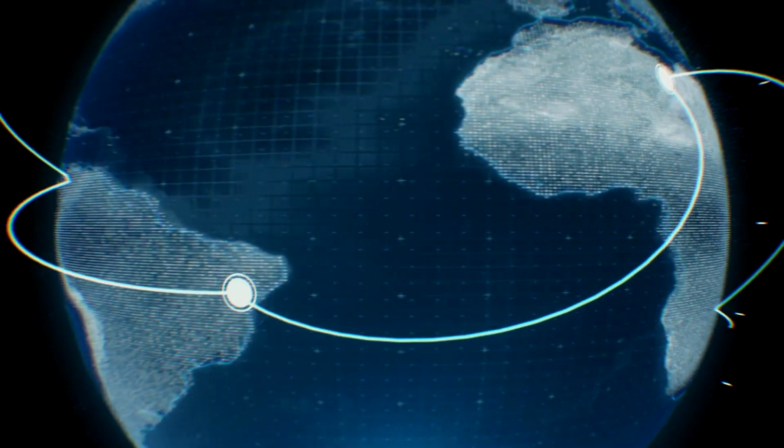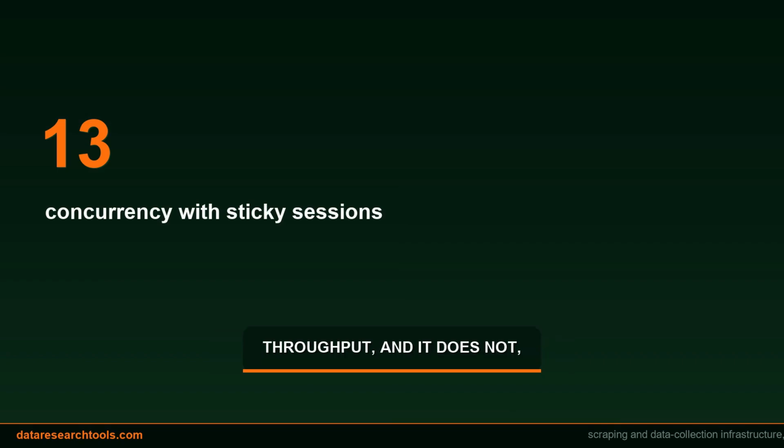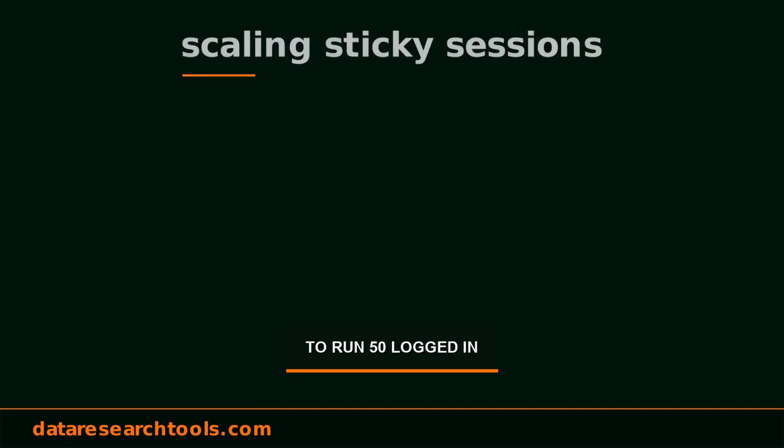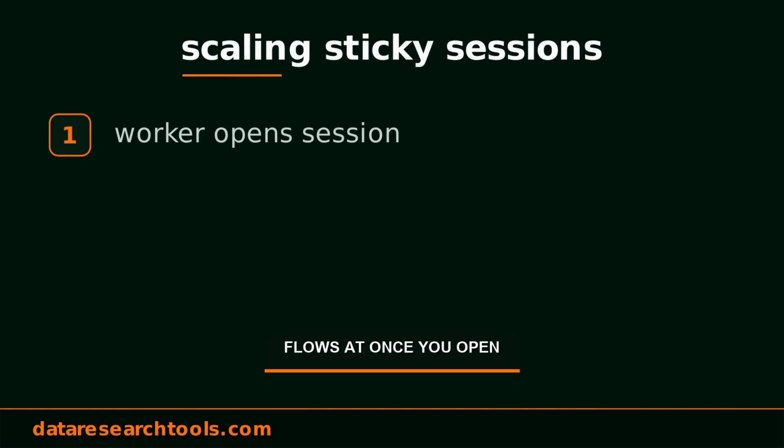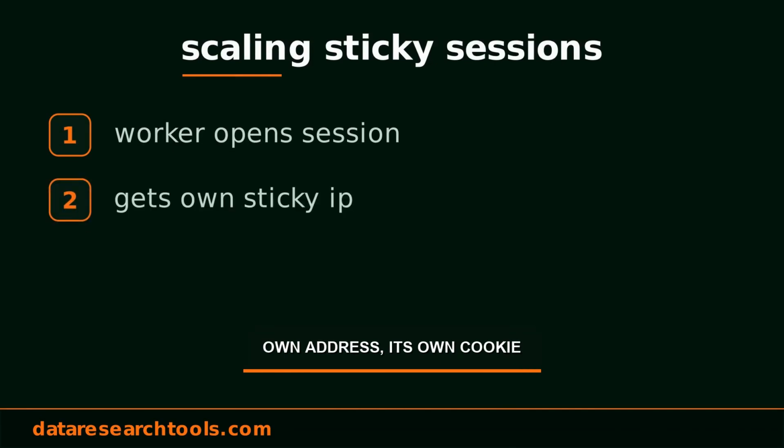Concurrency with sticky sessions. People worry that stickiness kills throughput, and it does not. You just parallelize differently. Each sticky session is one worker holding one address for one flow. To run 50 logged-in flows at once, you open 50 sticky sessions, each with its own token, its own address, its own cookie jar.